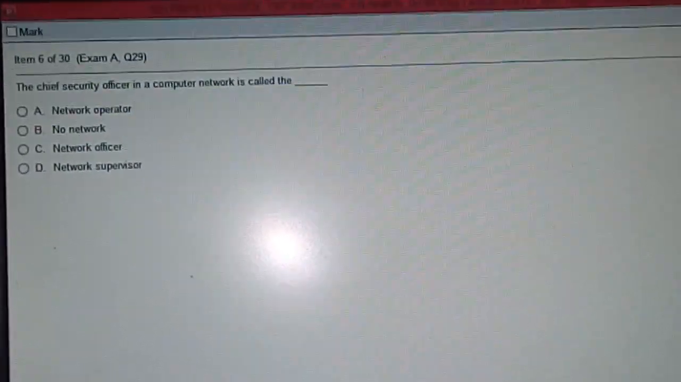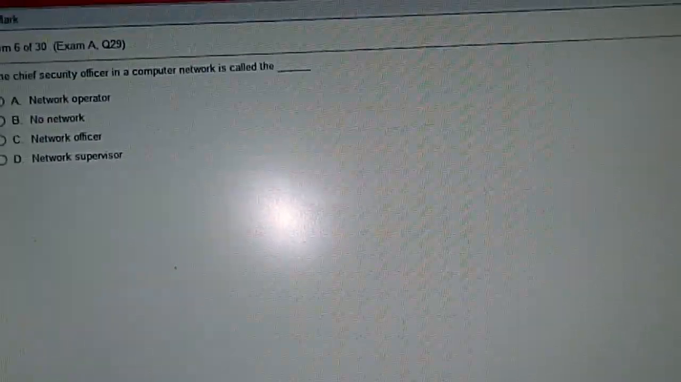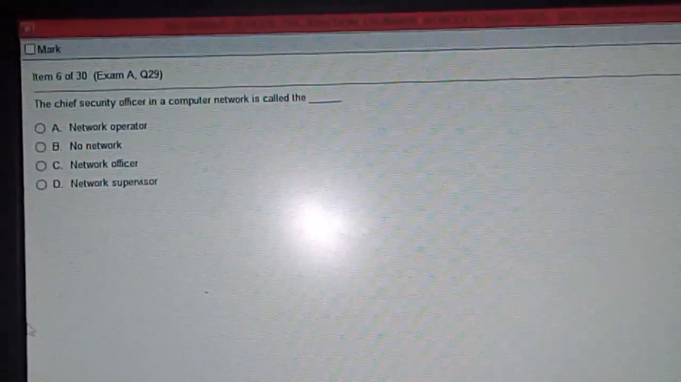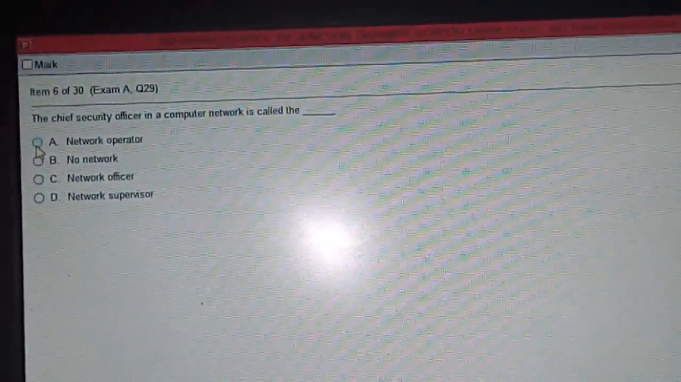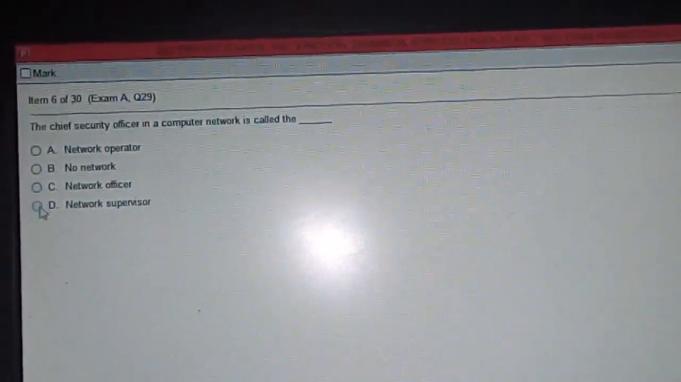Now the chief security officer in a computer network is called the dash. Pick the answer. That is the network supervisor. Now I'm wrapping it up. Once the person is through, let's assume that I decided to finish everything off.